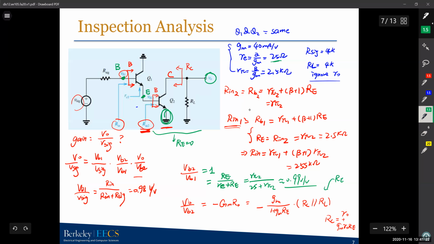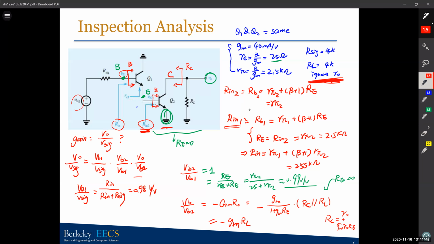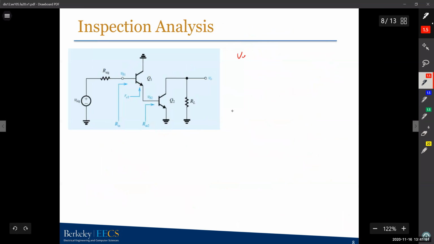Plugging RE equals 0 into this circuit, you get VO over VB2, the base to collector, will just be negative Gm times RL. As I said, ignore Ro. So R small c in parallel with RL will just be RL. So again, it's just negative Gm RL, which is negative 160 volts per volt. So your final gain, V out over VC, will just be the product of the three, which we have calculated before, negative 155 volts per volt.